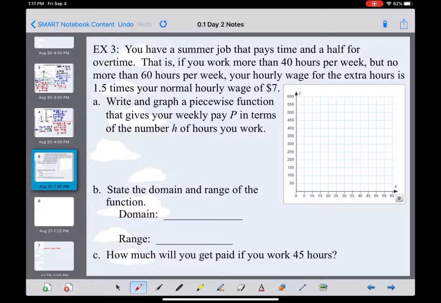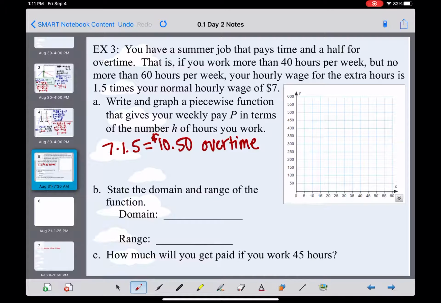Okay, so if you work more than 40 hours per week but no more than 60 hours per week, your hourly wage for the extra hours is 1.5 times your normal hourly wage of $7. Okay, so 7 times 1.5 is 10.5. So I get paid $10.50 for any overtime. So if I work 1 hour, I get paid $7. But if I work 41 hours, for that additional hour, I get paid $10.50 for that hour.